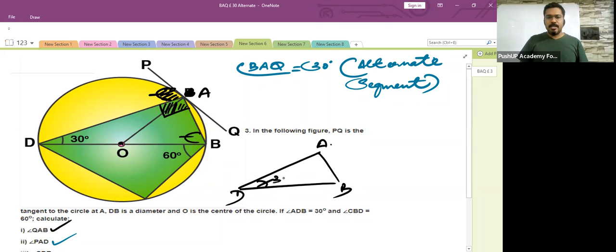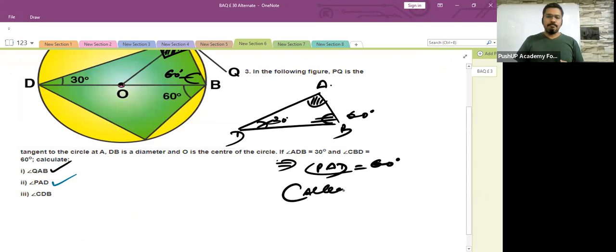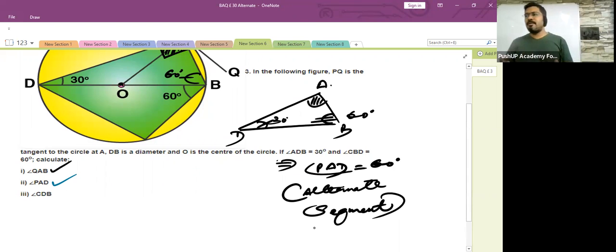So if you take this triangle DAB, this angle was already given to you, 30. This angle is 90. Then how much would be this angle? It is 180 minus 90 plus 30, which is equal to 60 degrees, isn't it? So you got this angle as 60. So the next step, what will you write? It implies angle PAD is also equal to 60 degrees. And within brackets, you will mention alternate segment property. Learn to explain well.